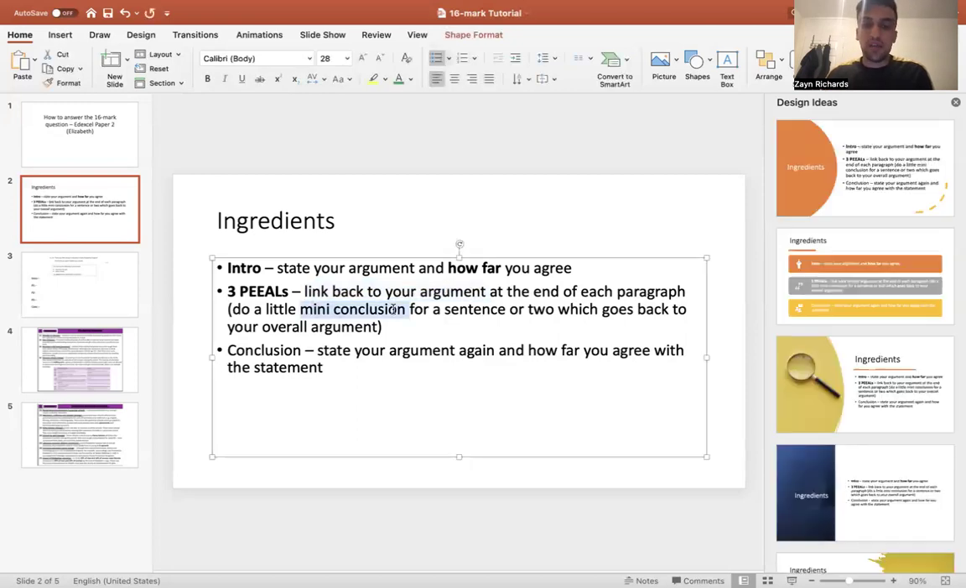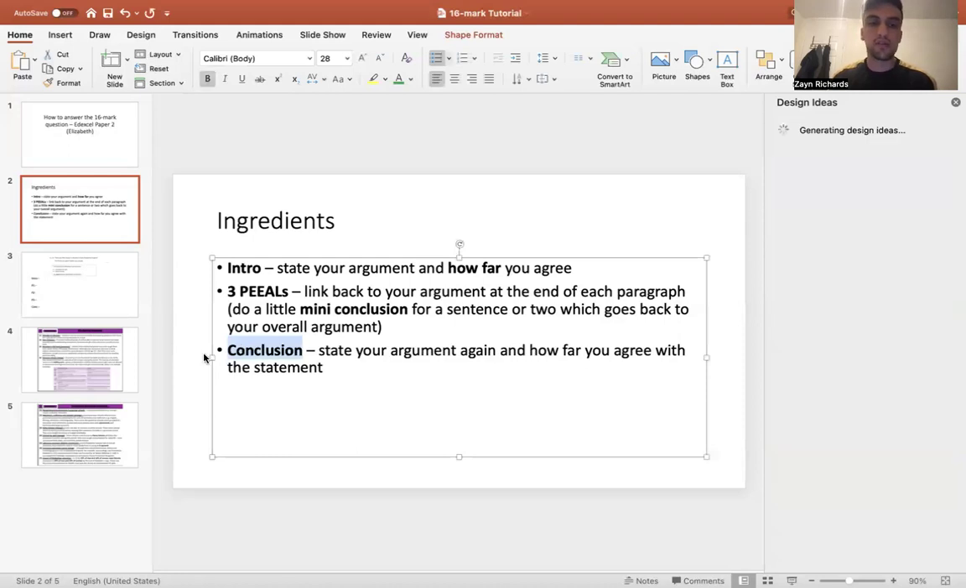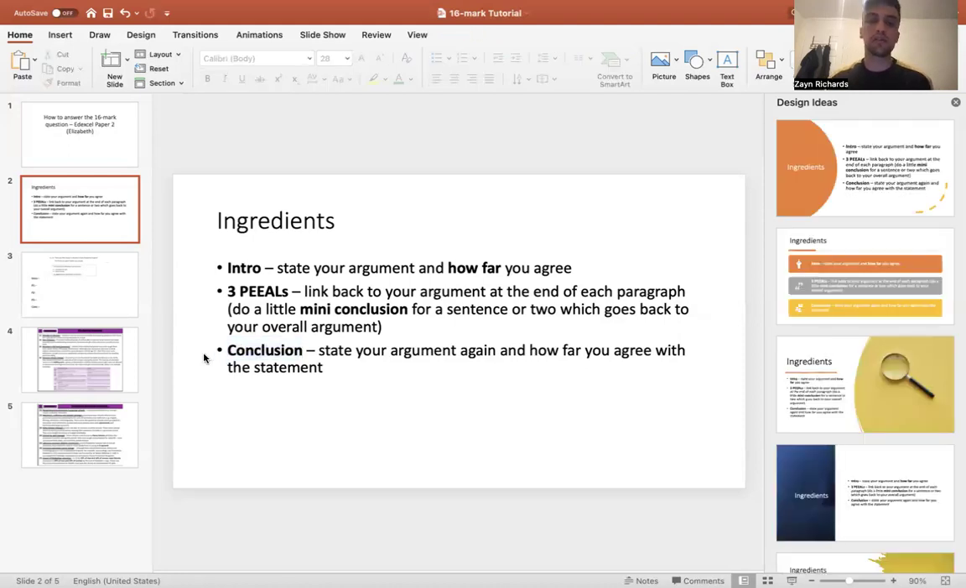And so essentially, the way I like to encourage students to remember this is it acts like a mini conclusion. Okay. So it's basically a little mini conclusion, which revisits your overall argument that you've introduced in the introduction. And again, I'll show you what this looks like so you know what to do. And then at the end of your essay, you should be writing a conclusion, again stating your argument and saying how far you agree with the statement.